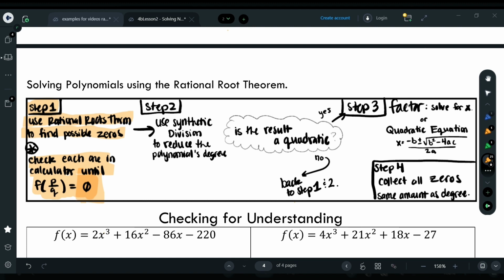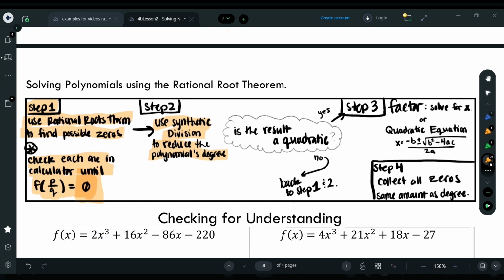And that's actually what we were already doing, right? We were starting off with a couple choices. We plug it in to find the one that equals 0. And then we use synthetic division. That's the second step. Once we find a solution, we're going to use synthetic division. And you see what it says here? To reduce the polynomial's degree. So for example, if we start with the degree 3, do synthetic division, we end up with the degree 2, which is a quadratic.